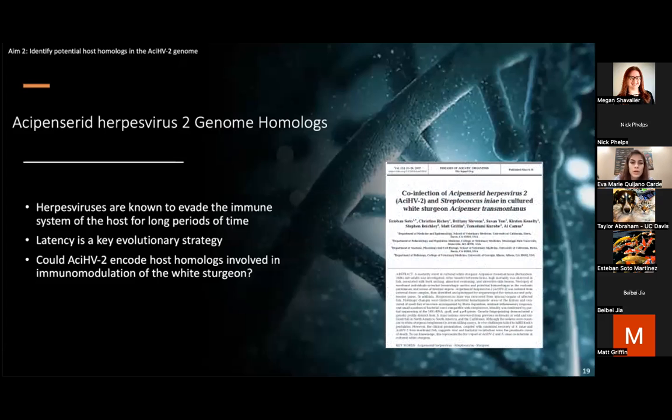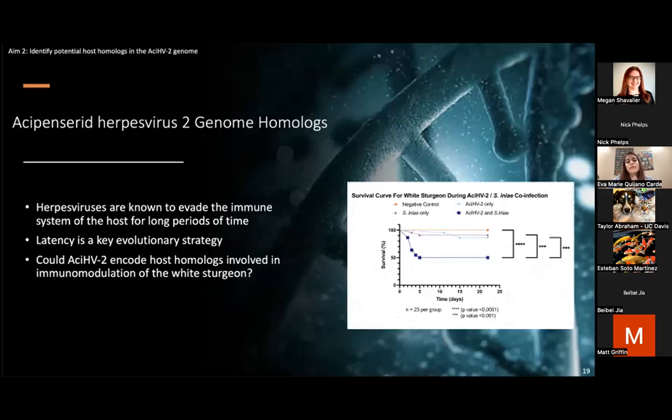That is the paper I was just talking about. But we have this preliminary data to show that a previous, potentially latent ASCHV2 infection leads to higher mortalities during a Streptococcus iniae challenge in juvenile white sturgeon. And you can see that in this mortality curve, where the dark blue is the co-infection group compared to the single pathogens up there and the negative control.